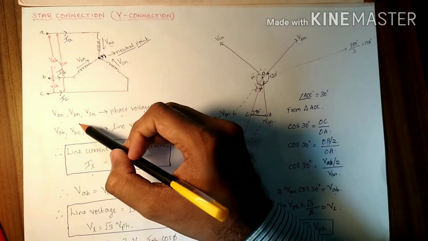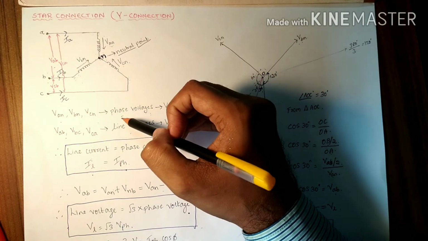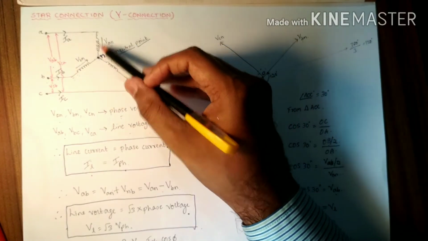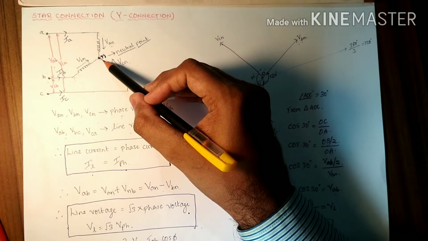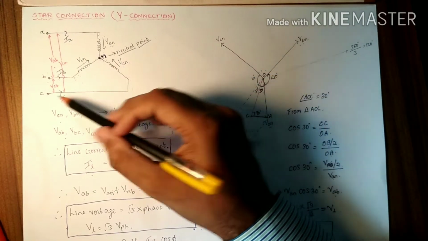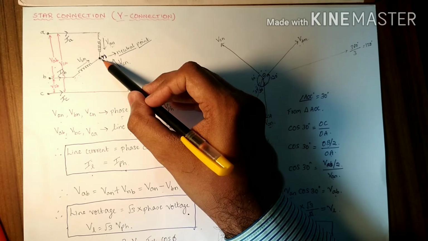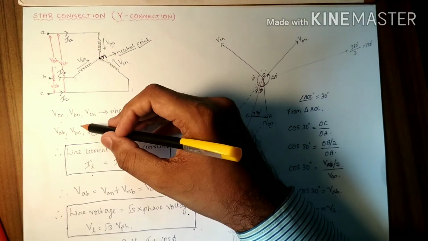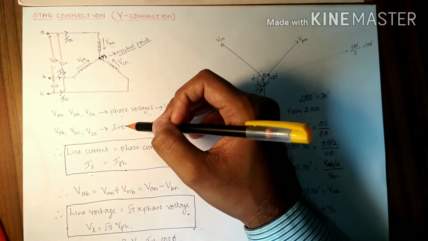So here VAN, VBN, and VCN are also called as phase voltages. So this is one phase voltage, second phase voltage, and third phase voltage. So any line with respect to neutral is called as phase. So phase voltages are VAN, VBN, and VCN.